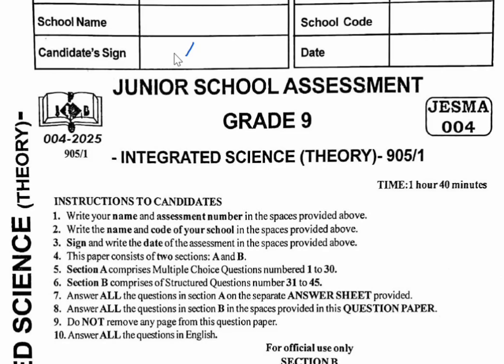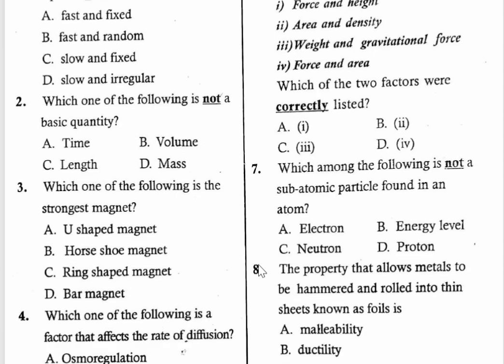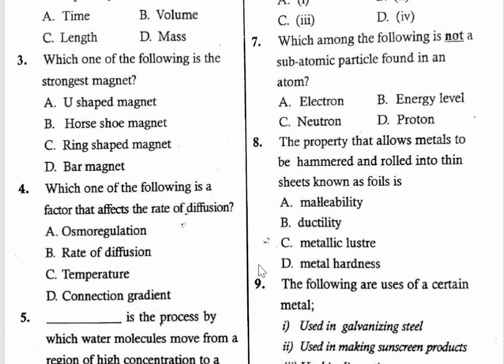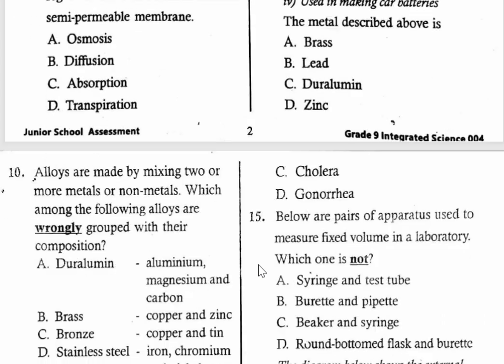In this video, we're going to look at Integrated Science, Jesma 004, Section B. We've already covered Section A of this paper. So if you missed it, don't worry because the link is in the description below. So kindly watch it first and then come back so that you can continue with Section B.